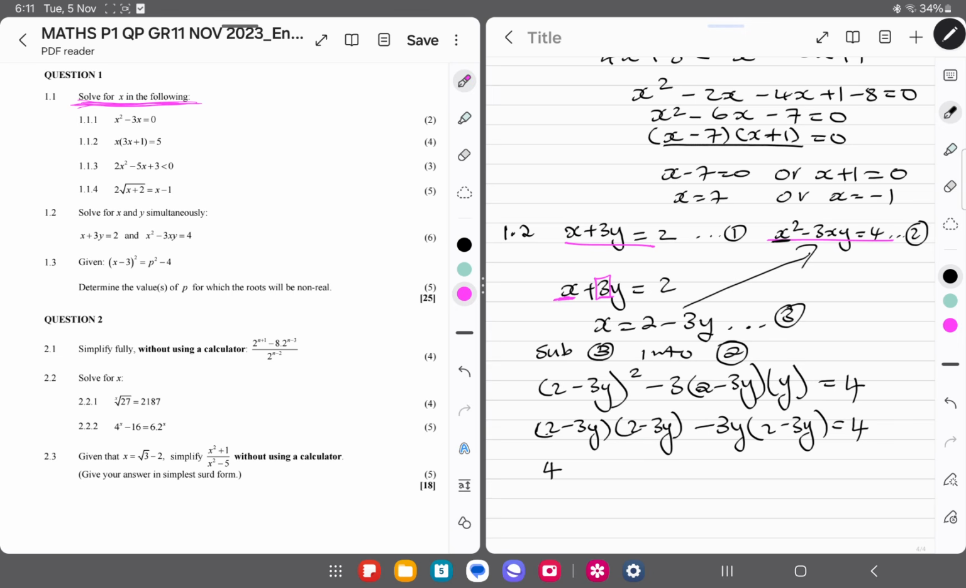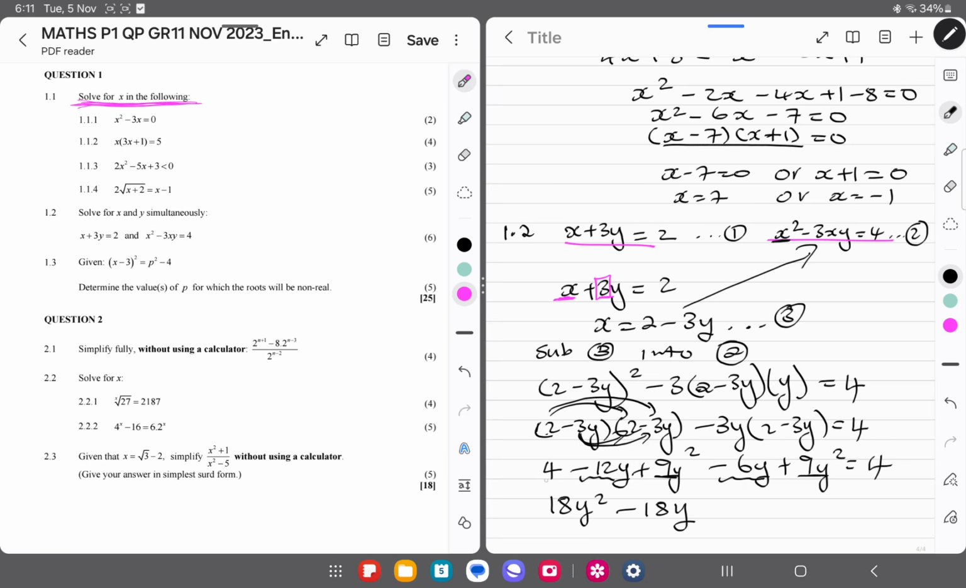This will then be 4, again this and that will be minus 6y, and then minus 6y is minus 12y. This and this will be plus 9y squared. Then minus 6y plus 9y squared equals to 4. Are we clear on that one? Now I'm going to have this one and this one will give me 18, so this will be 18y squared. This one and this one will give you minus 18y. And then the 4 minus 4 will give me 0.